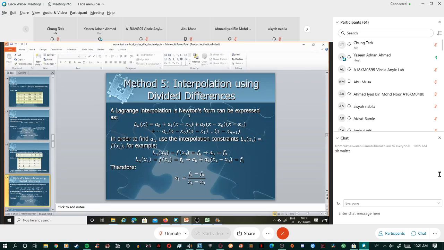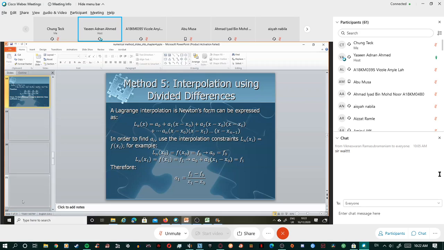Okay, so this is the expression. a0, a1, x minus x0. It's a little bit different from the Lagrange polynomials. We call this Newton divided difference method, or divided difference polynomial, or Newton's polynomial. So a0, a1 times x minus x0, a2 times x minus x0, x minus x1. So how can we get a0, a1, and a2? These things we can get from the tables. And how can we create the tables?